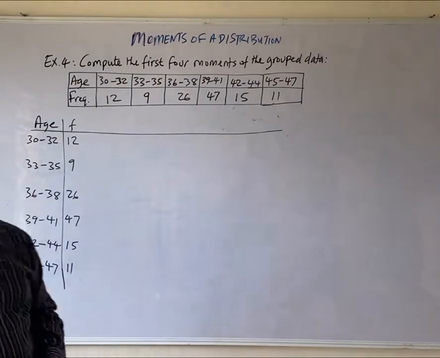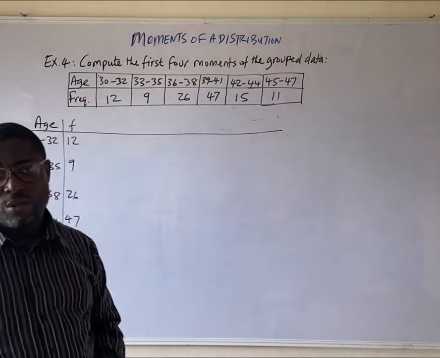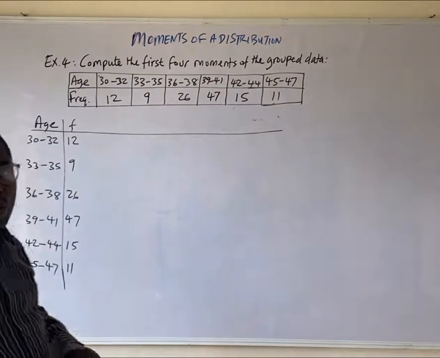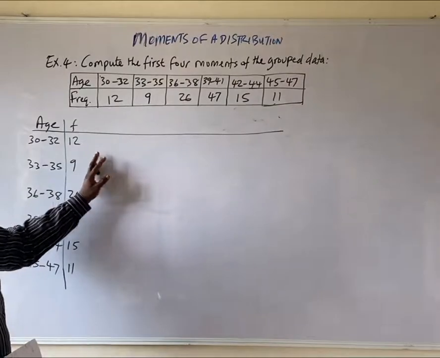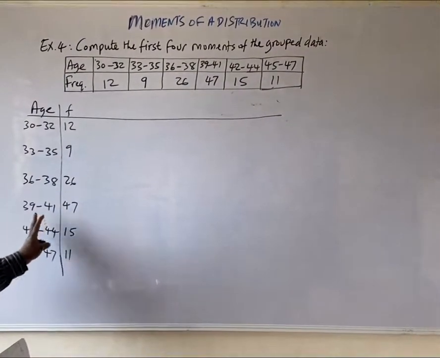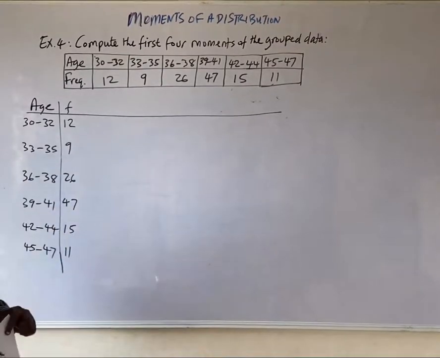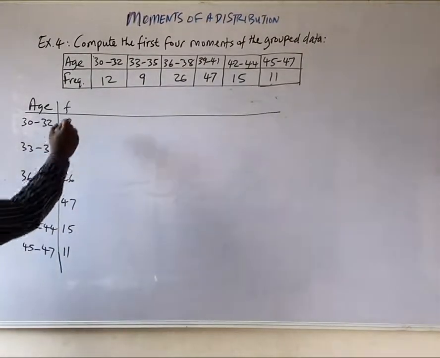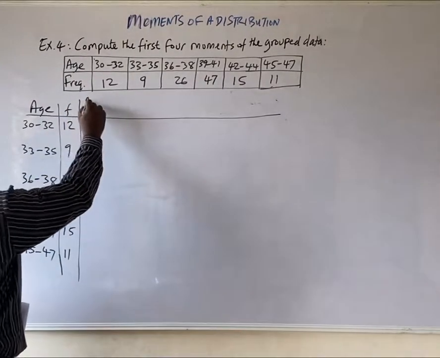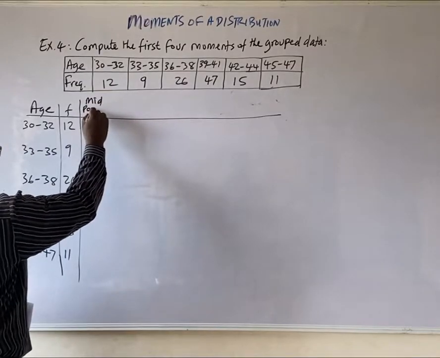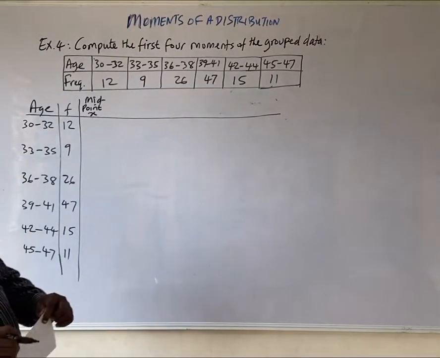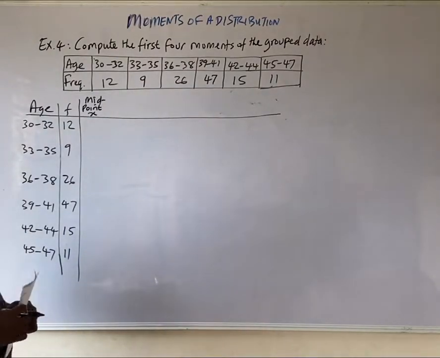You know, the first step is to calculate the mean of the distribution. But to calculate the mean of the distribution, we cannot use the group data as given. We have to find the midpoint of the group, and the midpoint of the group will represent the value of x. So here we're going to write midpoint, which is x, the midpoint for the group.